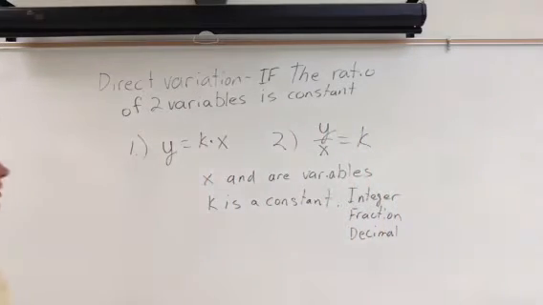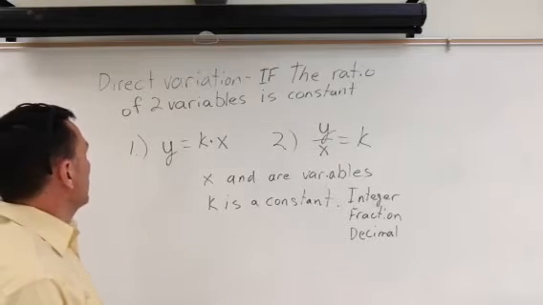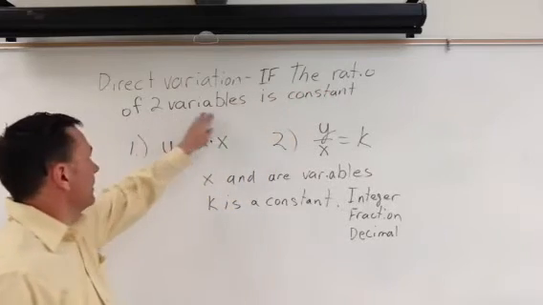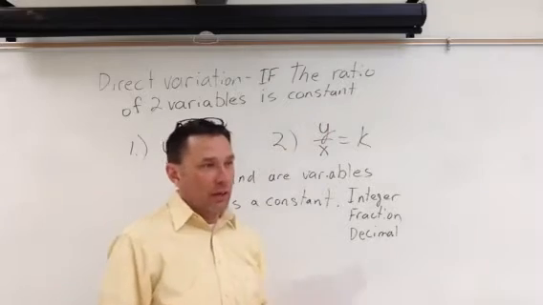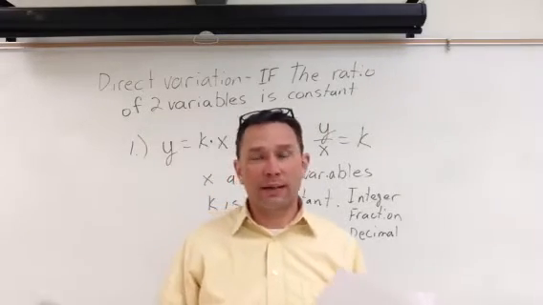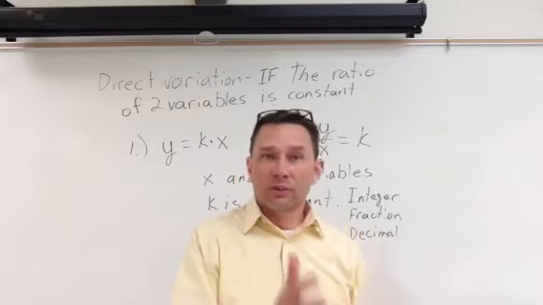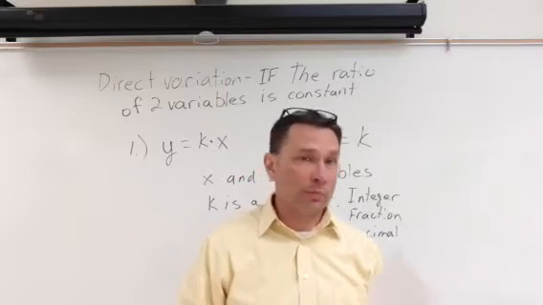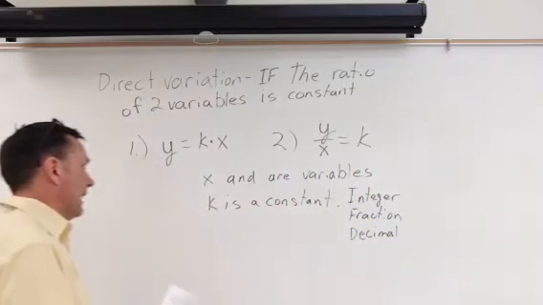So when we talk about a direct variation, this is what makes something a direct variation: if the ratio of two variables is constant. So that means if your x is 3, your y is 6. Your x would be 4, your y is 8. There's a direct variation, we're multiplying 2 to every x value. Or we can multiply a fraction, or a decimal, or anything like that.